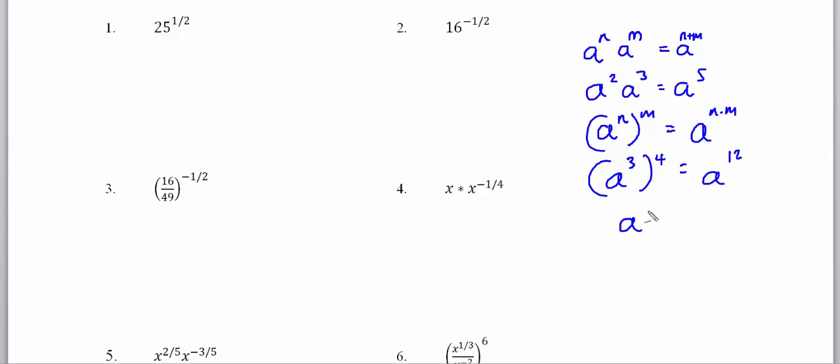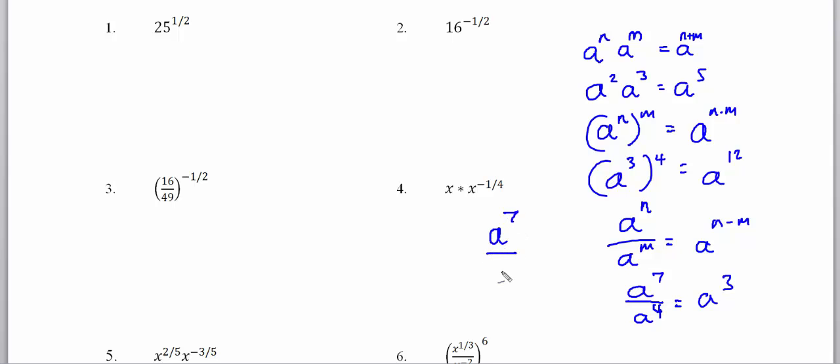Our last rule to remember is the quotient rule. If you have a to the n over a to the m, then you subtract these two, so n minus m. So if you have a to the 7th divided by a to the 4th, then you have an answer of a cubed. But there's a situation where you don't have the numerator being the biggest, but you have the denominator being the biggest. So let's take another example of a to the 7th divided by a to the 9th. Well, 7 minus 9 is negative 2, and we can rewrite that as 1 over a squared.